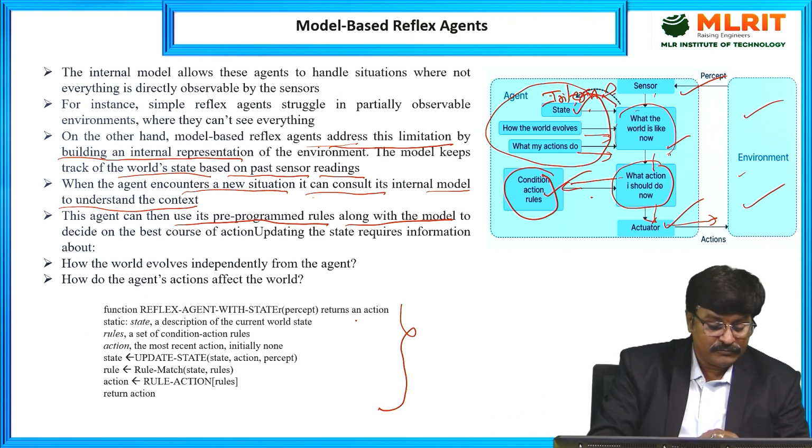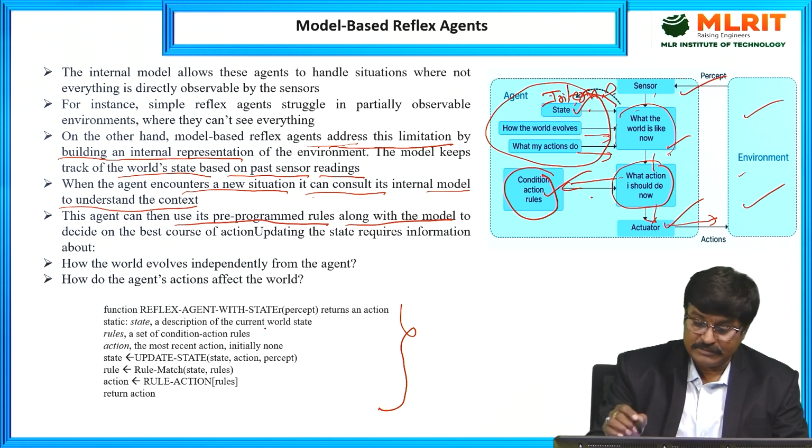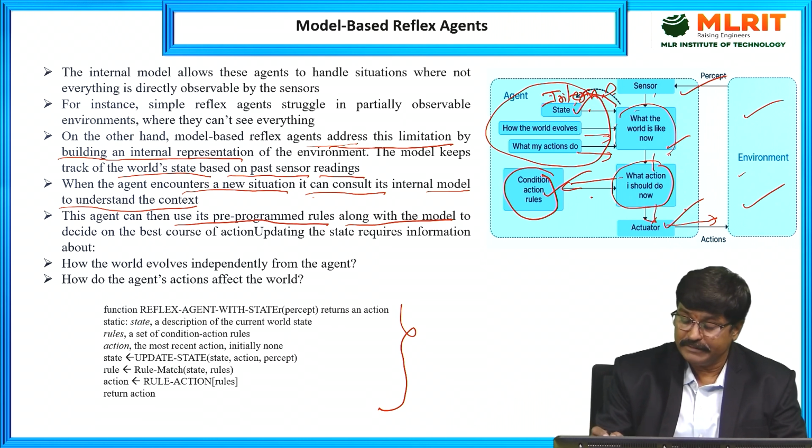Okay. So state is a description of the current world state. Rules are the predefined rules, a set of condition-action rules. Action is the most recent action, initially none. Before that there is no action present, and based on that it takes the action. The state is continuously updated, and it keeps pursuing information from the environment.